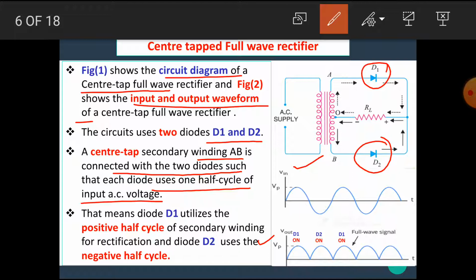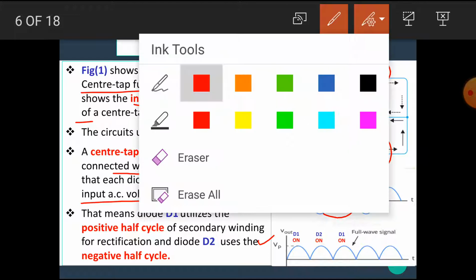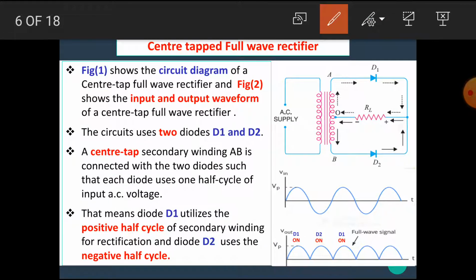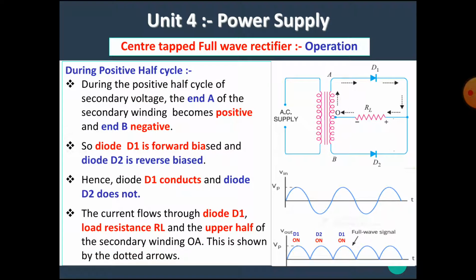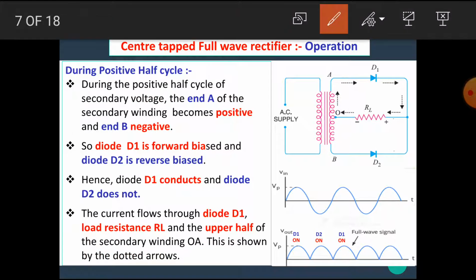That means during the positive half cycle D1 is forward biased, and during the negative half cycle D2 is forward biased. That means D1 utilizes the positive half cycle of the secondary winding for rectification, and diode D2 uses the negative half cycle. Now let's see the operation of the full wave rectifier.